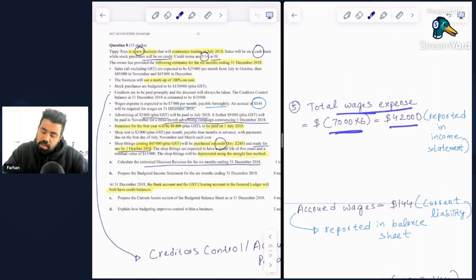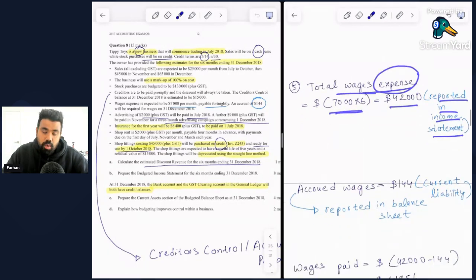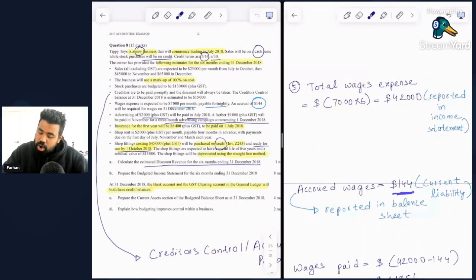And all expenses are what we report within the income statement. Okay, so the total wages expense of $42,000 is what we're going to report in the income statement. Now, we also understand that at the end of the period on 31 December 2018, we are going to accrue wages of $144. So accrued wages refers to a current liability, which is what we report in the balance sheet.